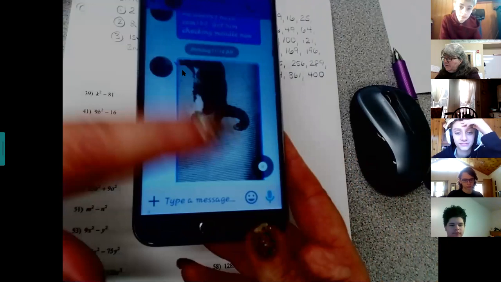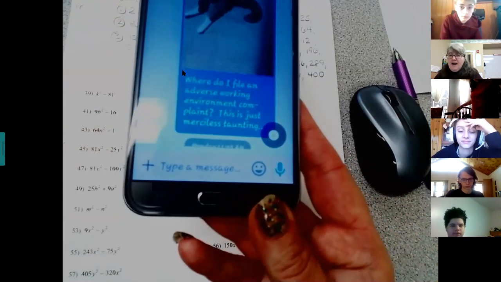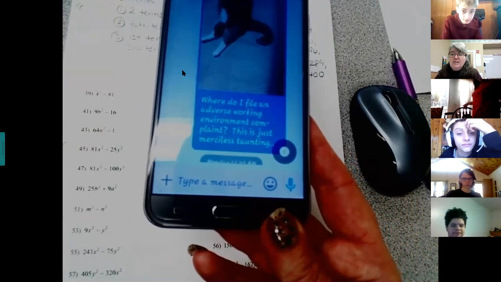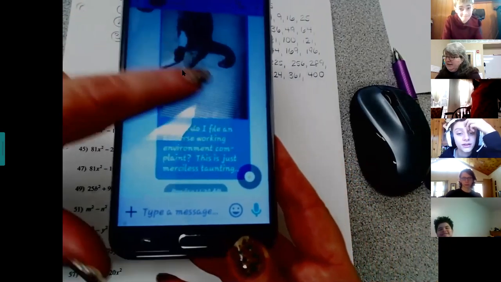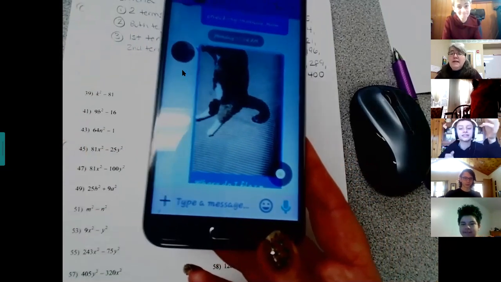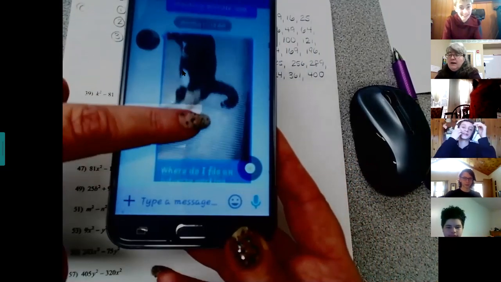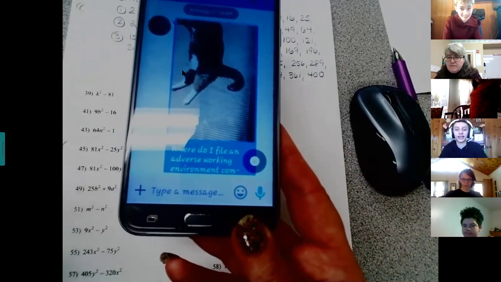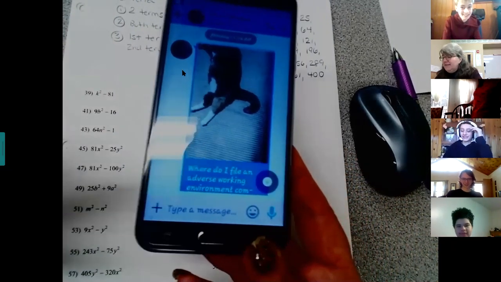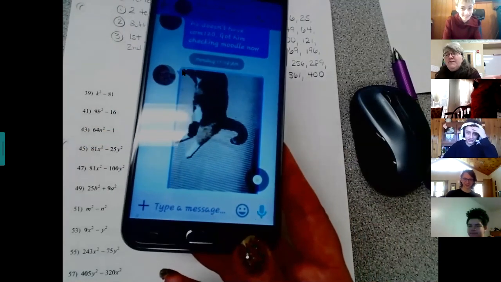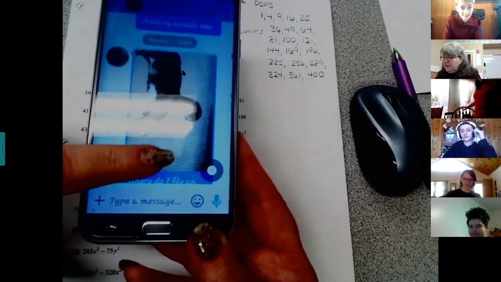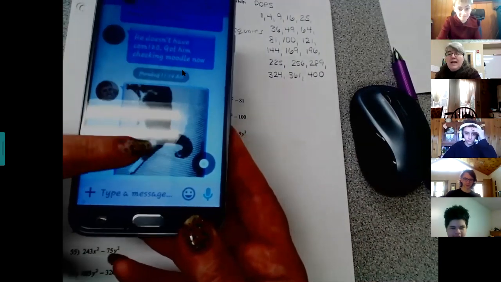Where do I file an adverse working environment complaint? This is just merciless taunting. Okay. So anyway, there's the kitty. So here was my joke. He sends a picture of a cat and then asks that question, because the cat's laying there taunting him with the fact that she can sleep on the footstool 5 feet away from his foot. And then, so this is what I sent him.